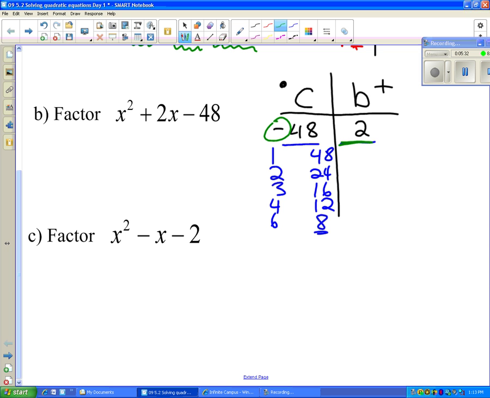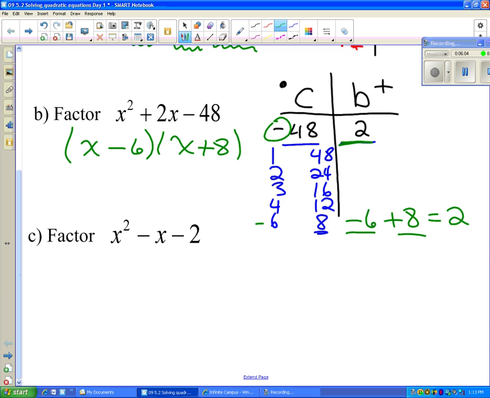So 1 and 48 won't give me 2. 2 and 24 won't give me 2. 3 and 16 won't give me 2. 4 and 12 won't give me 2. But 8 and 6, 6 and 8. Since I want the number to be positive, it's going to be negative 6 plus 8, which adds to be a positive 2. So those are my two factors, negative 6 and 8. So I can come back over here and say this is x minus 6 times x plus 8, and that's my answer. Now I'd like to check it, and I'm going to check it by FOILing.